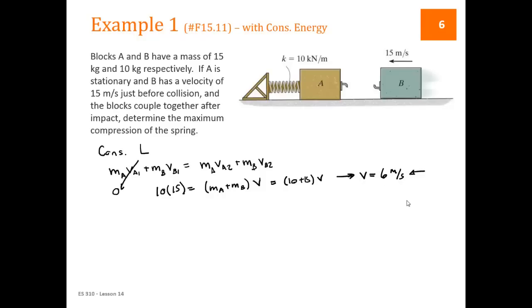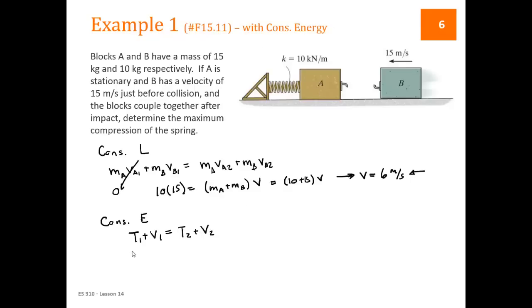All right, so now that we have the final velocity, we're going to move into the conservation of energy section. Think back to last chapter: we've got something moving initially and there's no potential energy. And eventually it comes to rest, so there's no kinetic energy, but there is potential energy because we've compressed the spring. So we have T1 plus V1 is equal to T2 plus V2. There's no gravitational potential energy involved because we're staying horizontal.